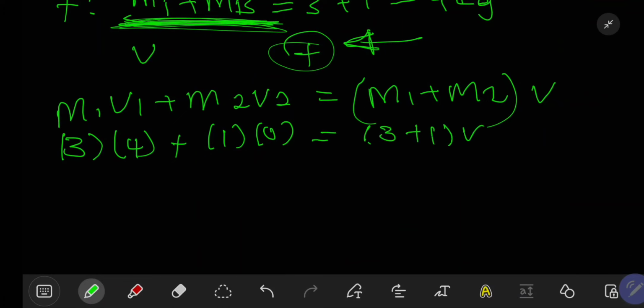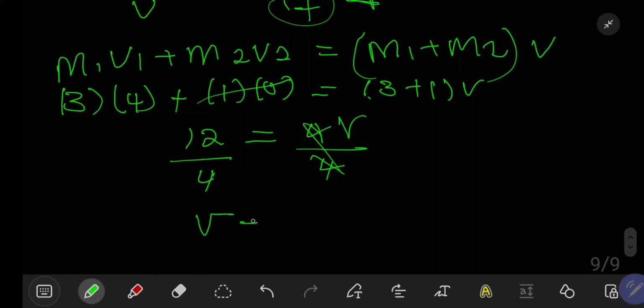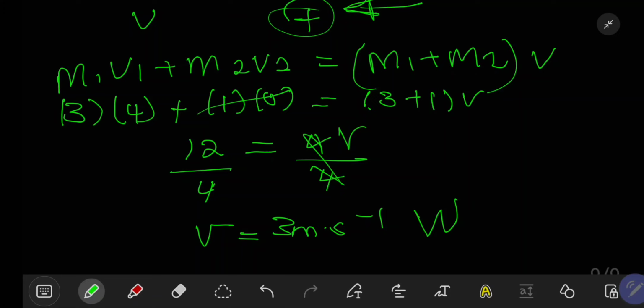which equals 4v. Divide both sides by 4 to make v the subject of the formula. Then our velocity v becomes 3 meters per second. And because we got a positive answer, it means the system is also moving in the western direction. So this is the fundamental principle of conservation of linear momentum, and how we apply this formula in different scenarios.